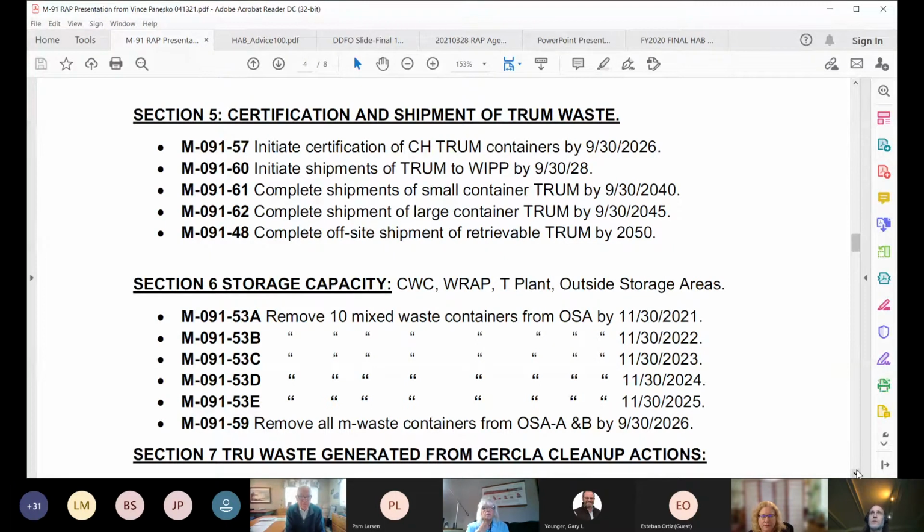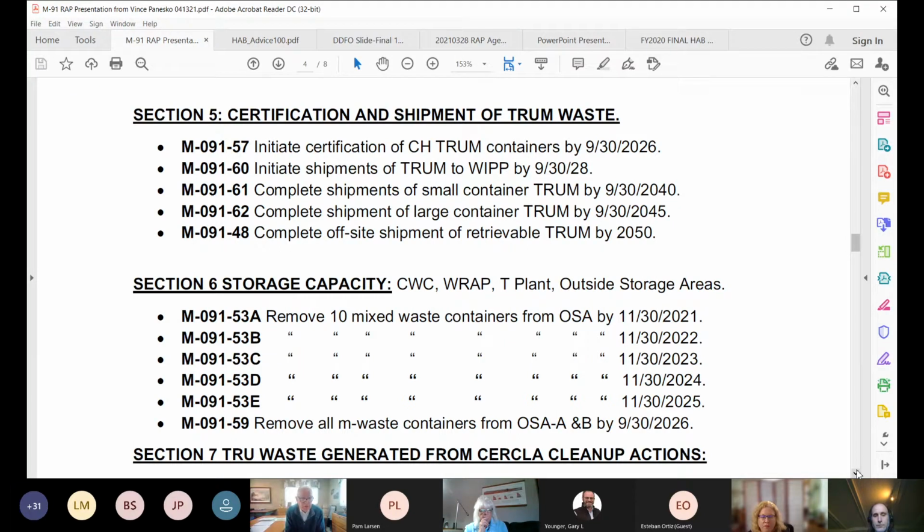Again, the previous HAB advice said get rid of TRU, and M91 is only for RSW, and it says right here that's what the goal is. By 2050, it's out, it's gone, the RSW portion. Well, we're looking at section 6, storage capacity. That's been an issue. The HAB advice said you've got all this material building up, you're not getting this stored out there, and you get rid of it.